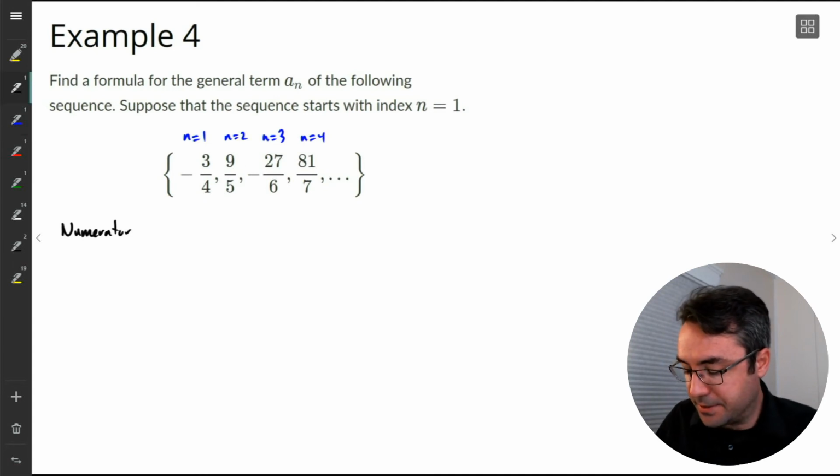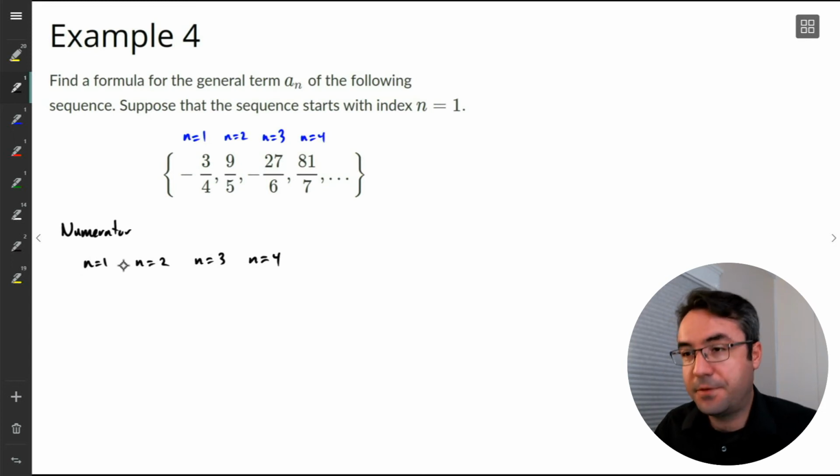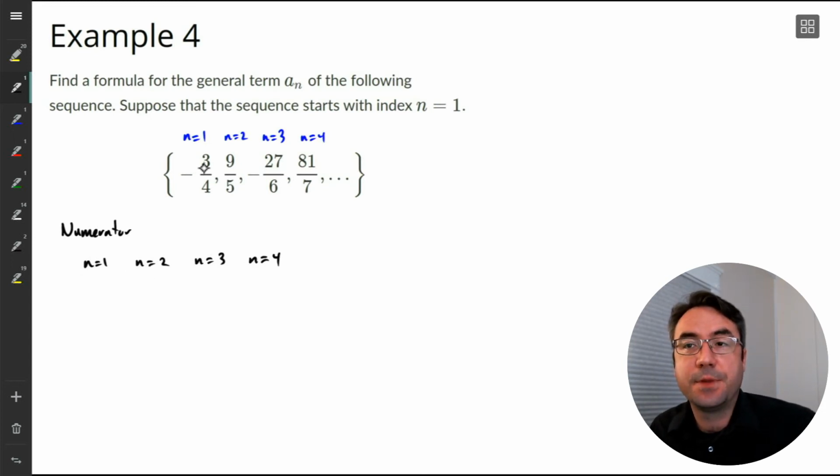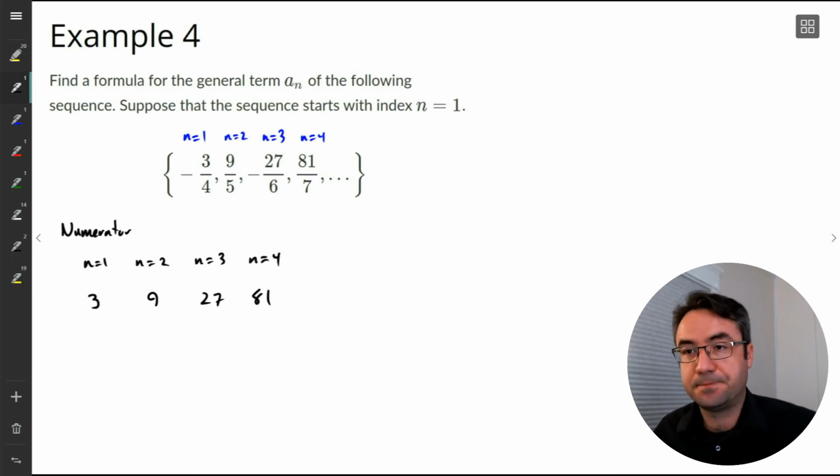So let's write out a little table. n equals 1, n equals 2, n equals 3, n equals 4 for all of the pieces in our numerator. So what's our first numerator? It's 3. Then our second numerator is 9. Then 27, and then 81.